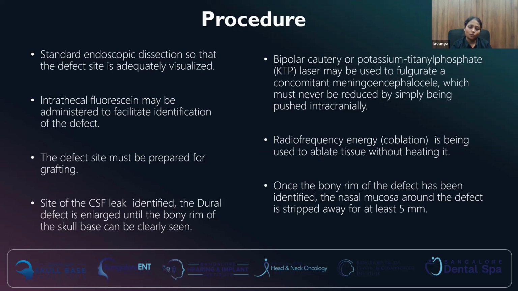This is an optional procedure: whether a lumbar puncture is done with intrathecal fluorescein injection or not. If intrathecal fluorescein is injected, then at the site of leak, it would be seen as greenish colored fluid coming out, so it would be easy to identify. It facilitates the identification of the defect, but it's not a necessity. Then the site should be prepared for grafting. Once the site is completely exposed, the site needs to be prepared for grafting.